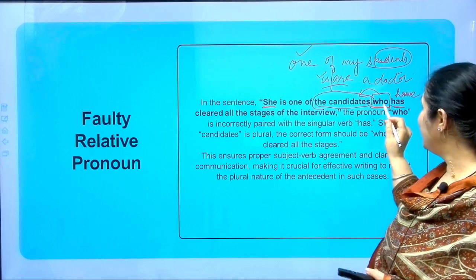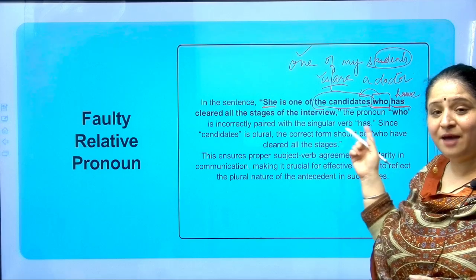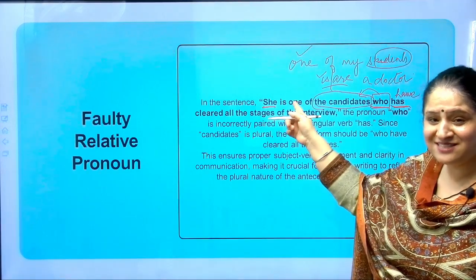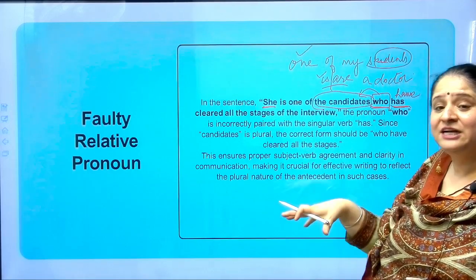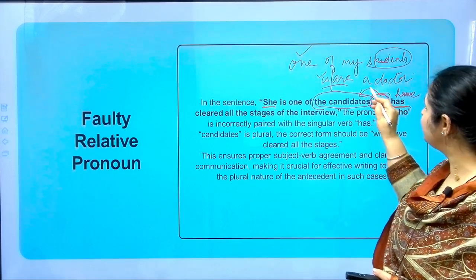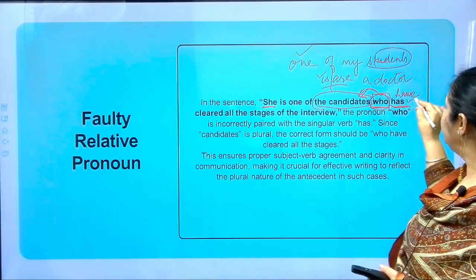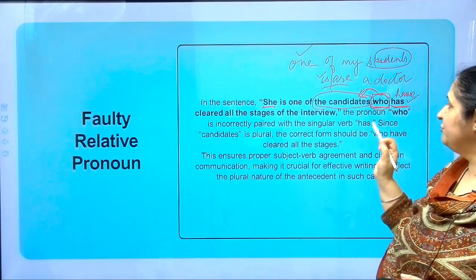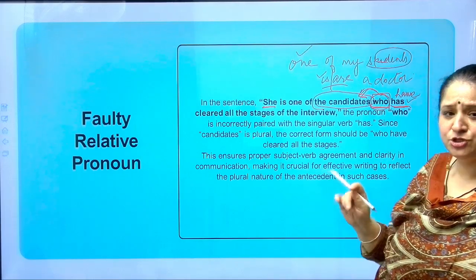Are you getting it? So when we used has here, it became a case of faulty relative pronoun, because if we use has, we would consider that who relates to she. We are not saying that. We are saying that all those candidates who have cleared the examination, she is one among all those candidates. So who is a relative pronoun which refers to the noun candidates, and thus the verb should be have and not has. So the correct sentence would read, she is one of the candidates who have cleared all the stages of the interview.